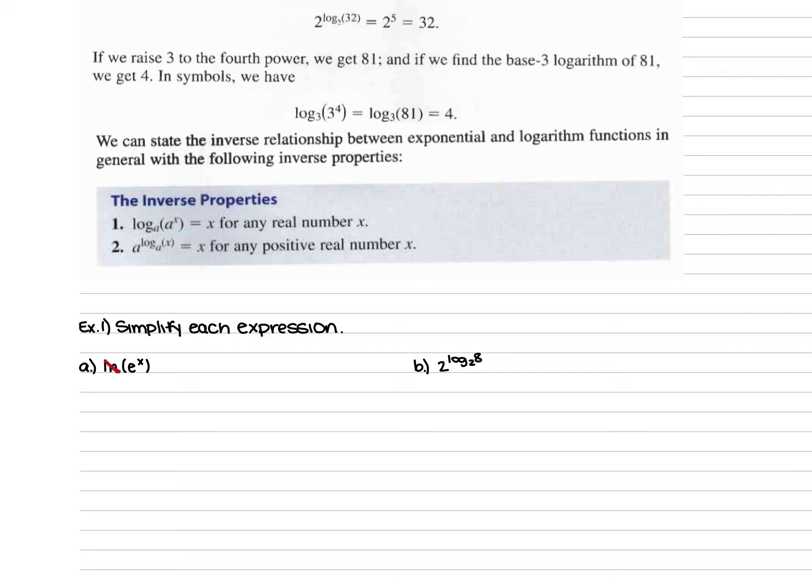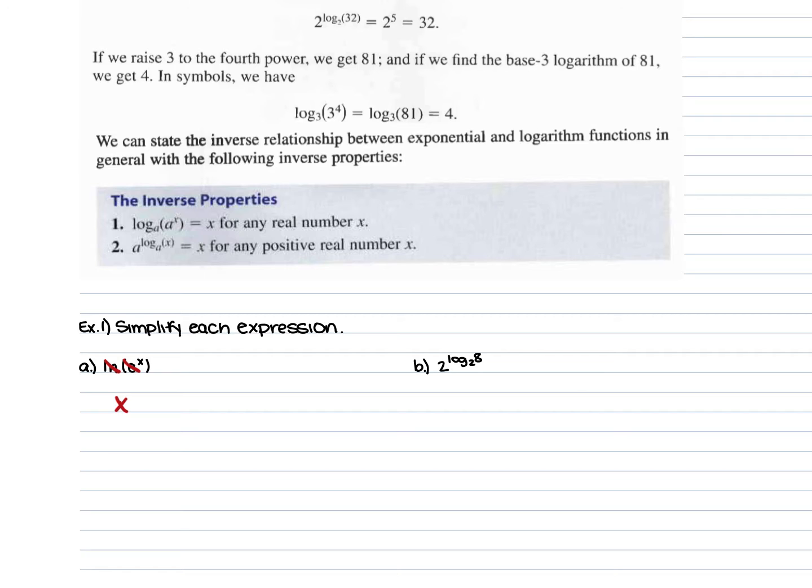So in example a, that ln times e to the power x, that ln and that e cancel out, and you're just left with x. It's the same thing as if e is raised to the power of ln times something. So if e is raised to the power of ln times something, the e and the ln will cancel, and you're just left with that number that should be multiplied by the natural log.